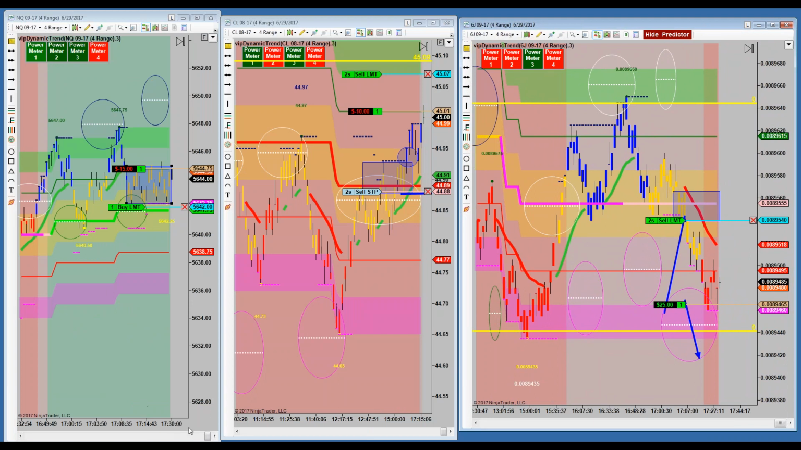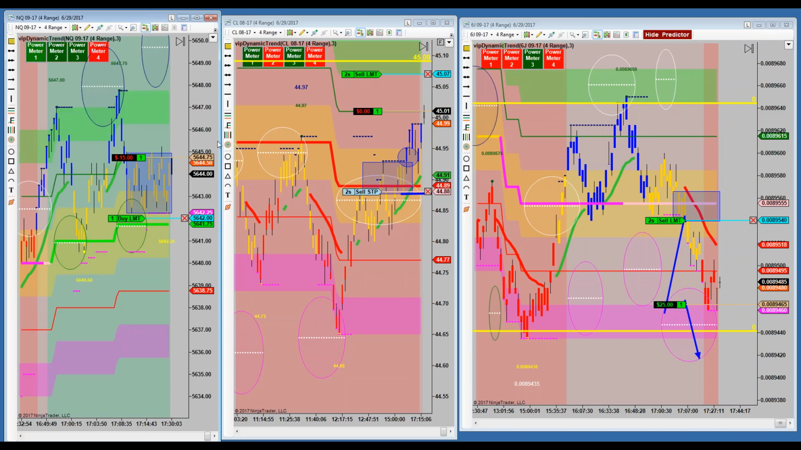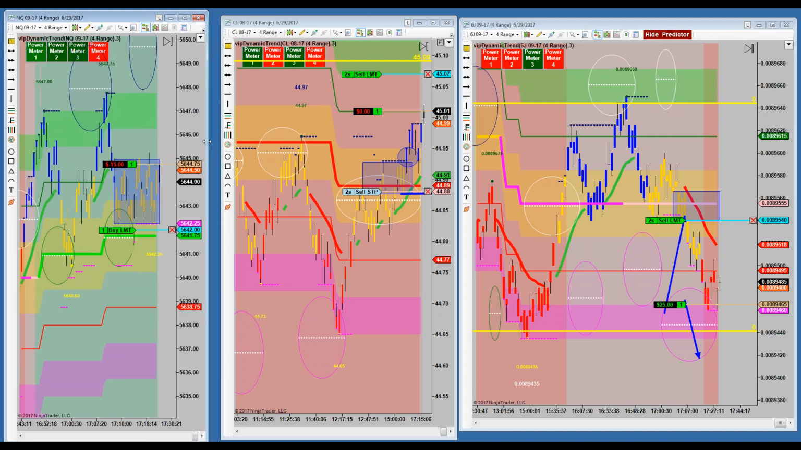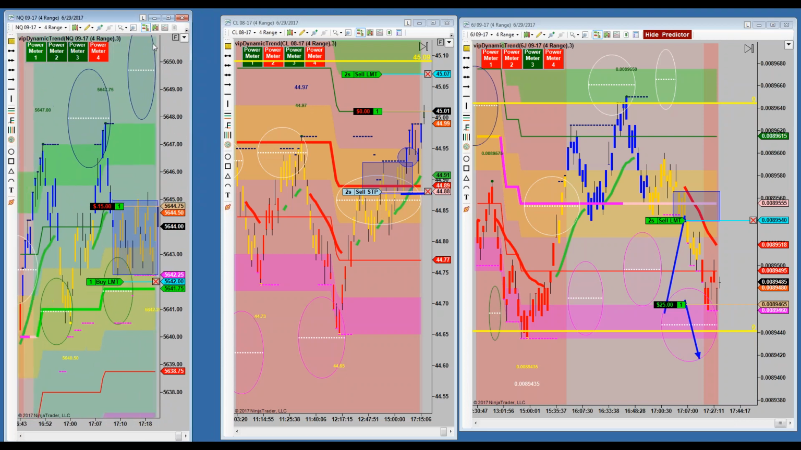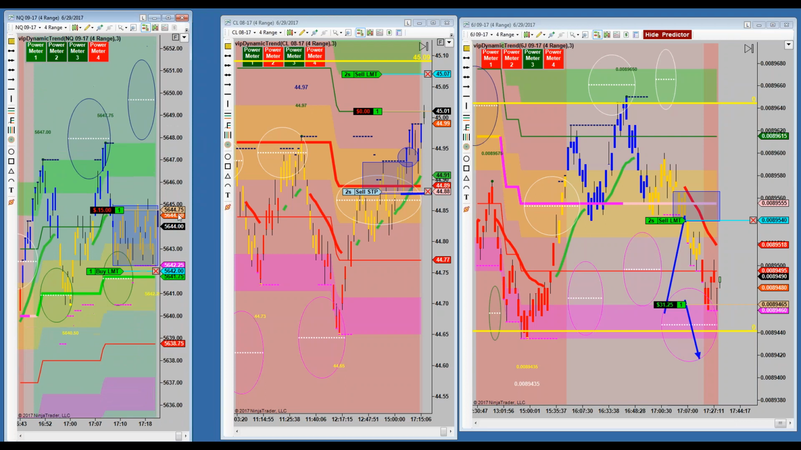All right, so let's quickly recap where we're at here. We are long NASDAQ. The market hasn't moved but a few ticks from our opening position here. It'll kind of sit in the top end of this box.